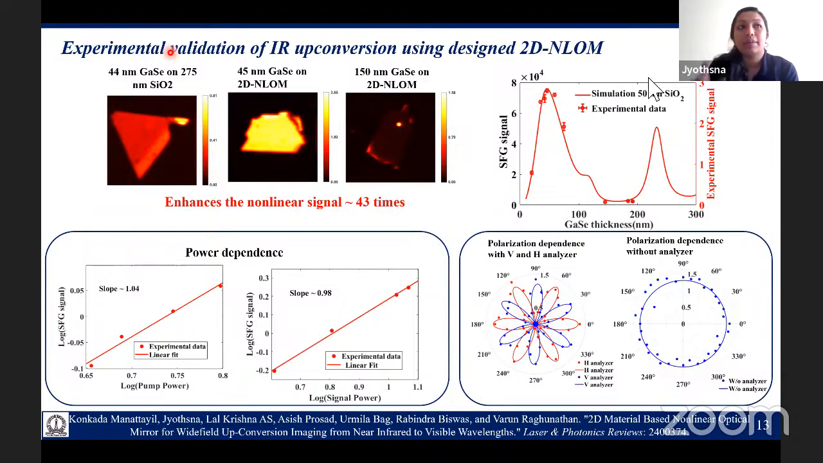Since the process of SFG involves a single photon of pump and a single photon of IR, we expect to get a linear dependence in the power, and we have obtained that in the experiments. And we also did a polarization study. The polarization study was done to understand that the SFG generation is actually from the gallium selenide, and the hexagonal symmetry was actually portrayed in the polarization study, which showed a six-fold symmetry in the data.